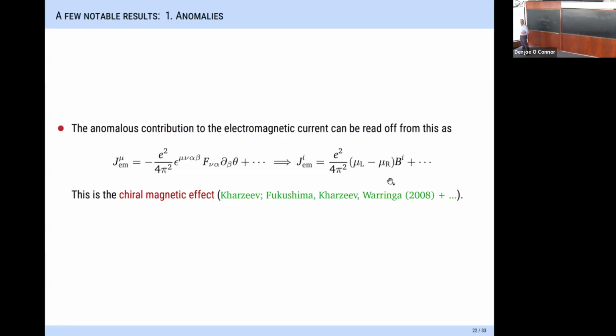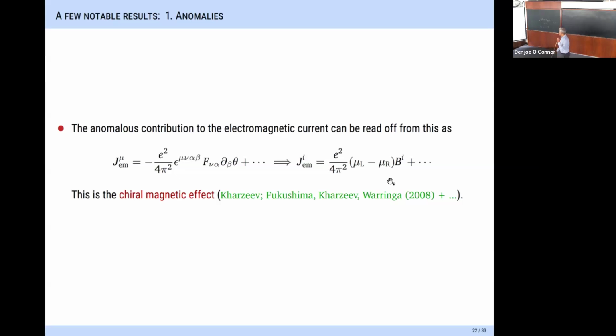If you think in Minkowski language, that will be like the eta prime. But for us, it's some kind of chiral flow velocity that enters. This is the electromagnetic field. And if you write the current, the space components of the current is proportional to the magnetic field, and this is the difference of chemical potentials, in the equilibrium phase of the theory.